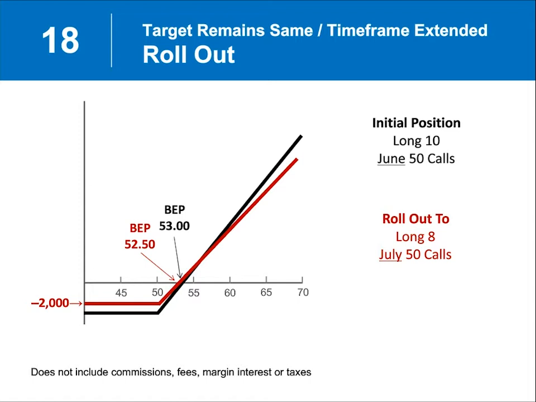Now, break-even point has been improved. Our overall risk has been improved. We've given up some leverage to the upside. All of that, keeping in mind we have more time because we rolled out to July. I'm going to point out, where does that break-even point come from? It's been improved. How did we get there?